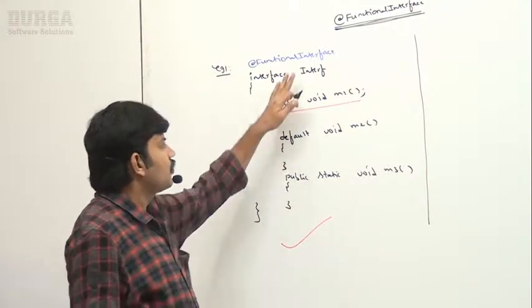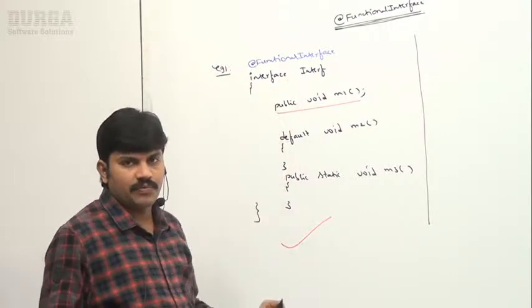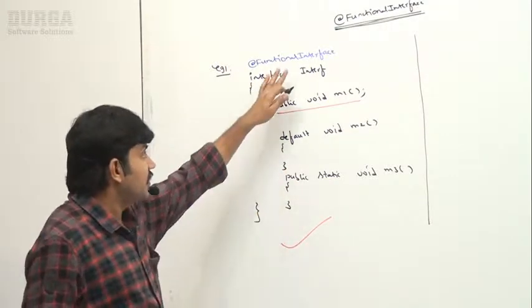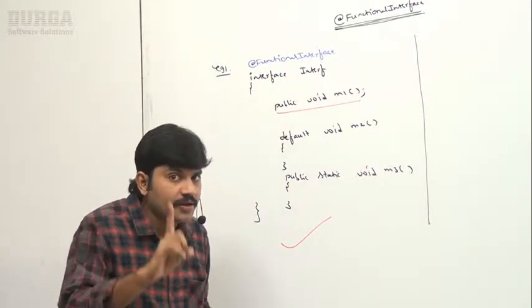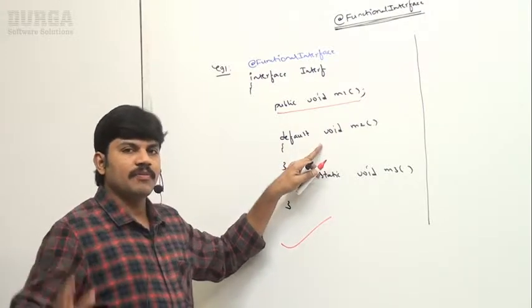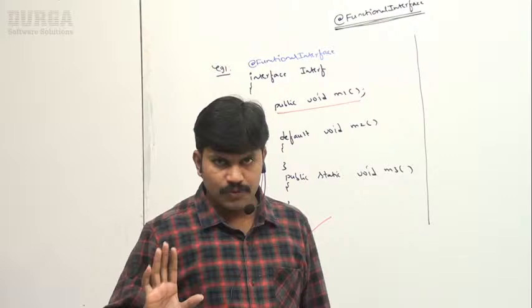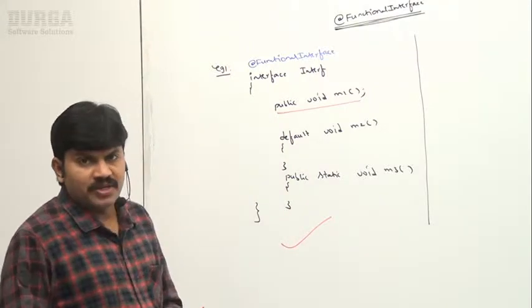Sir, first, to indicate that an interface is explicitly a functional interface, what can we use? The @FunctionalInterface annotation. Sir, how many abstract methods does a functional interface contain? Only one abstract method. But I can take any number of default methods and any number of static methods, no problem at all. Up to this point it is clear for all of you, okay?